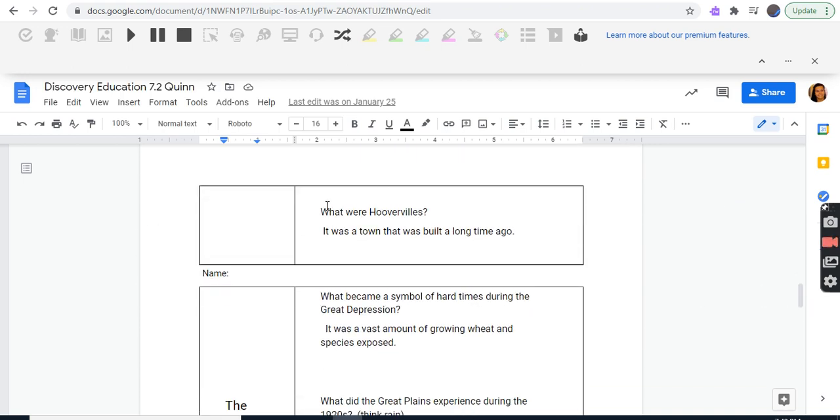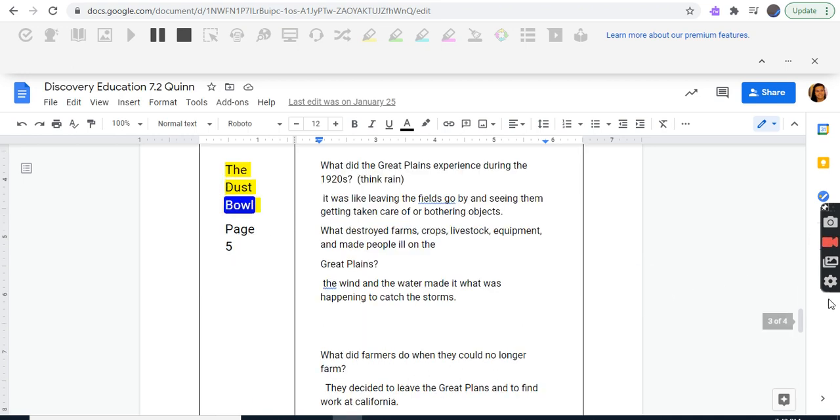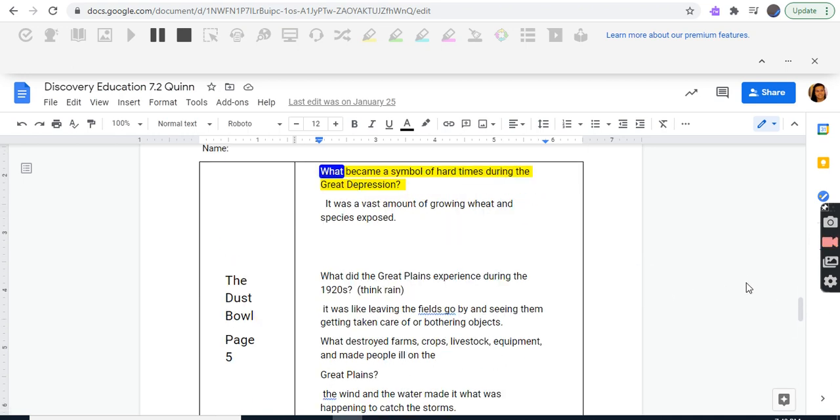What were Hoovervilles? It was a town that was built a long time ago. The Dust Bowl. Page 5. What became a symbol of hard times during the Great Depression? It was a vast amount of growing wheat and species exposed.